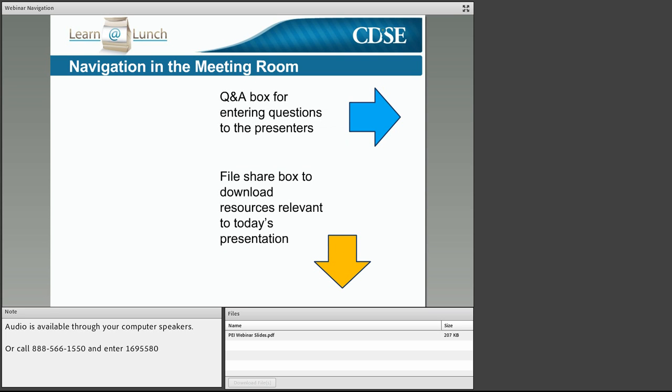You'll also see a Q&A box in which you can enter questions to the presenters. You'll see it with a blue arrow, and it's on the right side of your screen. And there's also a file share box, as indicated with the yellow arrow. Files associated with today's presentation are listed in this box. You can download them. In this case, we have the slides for today's presentation. You can print them out and take notes as we go.